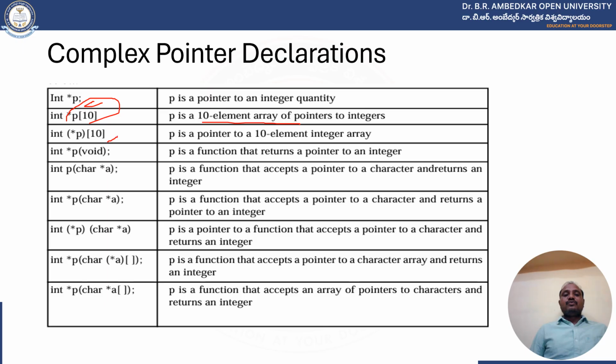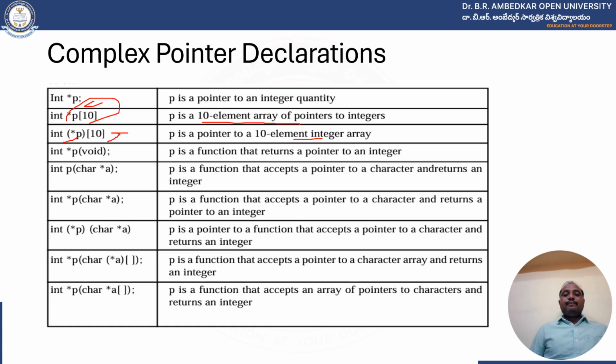Now you can observe one more thing. Int, parenthesis, asterisk p, parenthesis, of 10. Here you have to observe the parenthesis. This is p, a pointer to a 10 element integer array. So you have to observe the clear difference between these two.